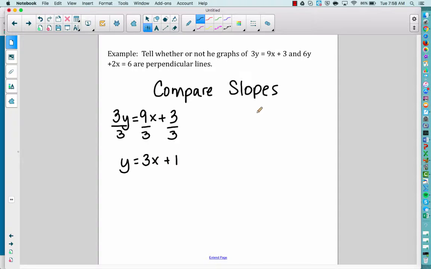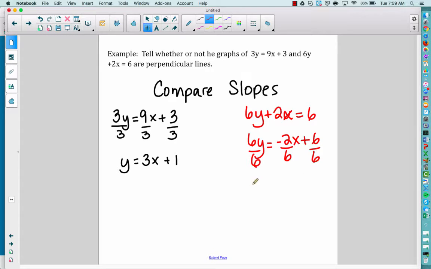All right, the other equation, let me switch colors. I get 6y plus 2x equals 6. All right, so I'm going to solve for y. So I get 6y equals negative 2x plus 6. I'm bringing the 2x to the other side. And now I'm dividing by 6. So I get y equals negative 1/3 x plus 1.